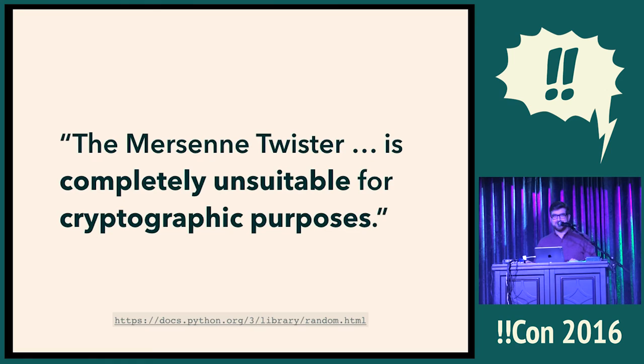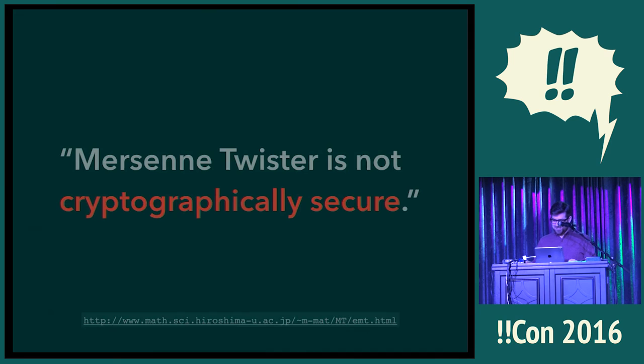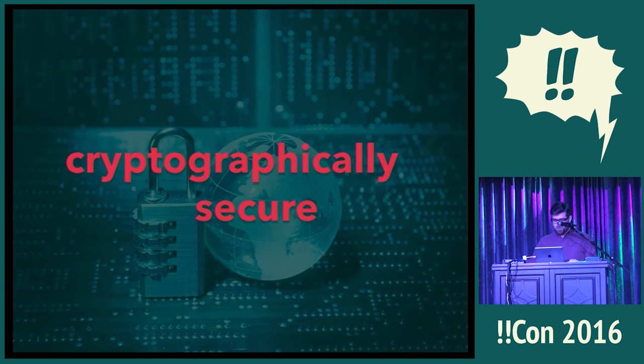All joking aside, this is kind of scary, actually. Here's a strongly worded quote from the Python documentation. This is from the Mersenne Twister homepage. And I think the main takeaway from this is that basically, it's probably not cryptographically secure. So what does that mean? What does it mean to be cryptographically secure?